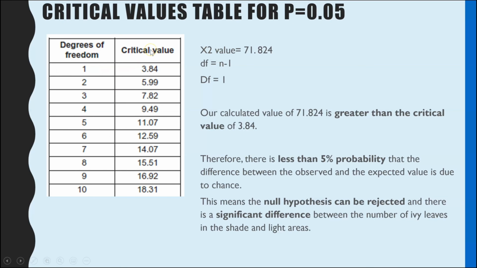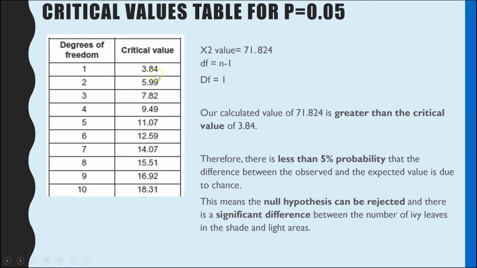Now I've just got the column here for p equals 0.05. And what that means is all of these critical values are for a p-value, which is the probability that there's a 5% probability that the result, in this case the difference, is due to chance. Now to work out the degrees of freedom, it would be n minus 1, and this time n is the number of categories. We just had light or dark area, so that's 2 categories minus 1. So we've only got 1 degree of freedom.